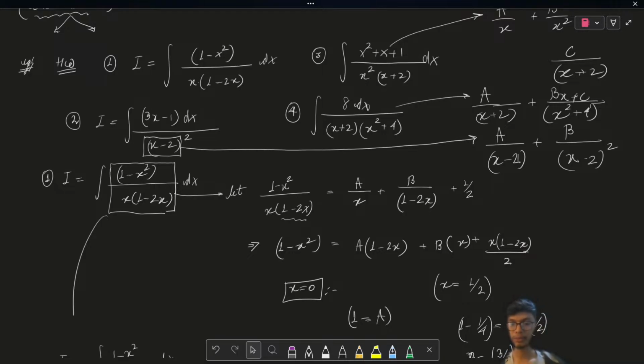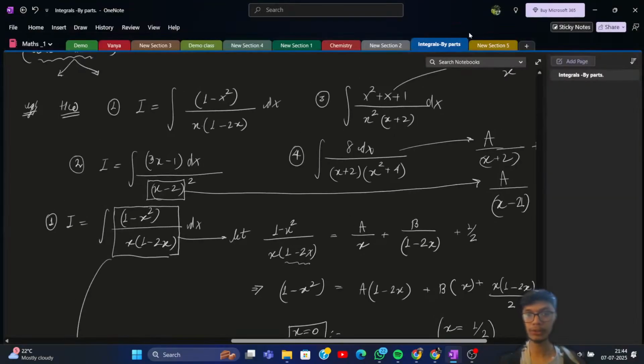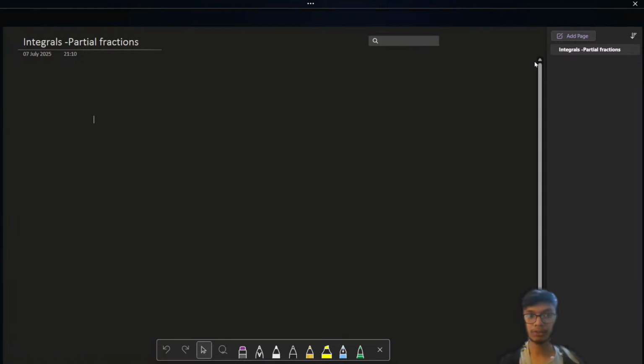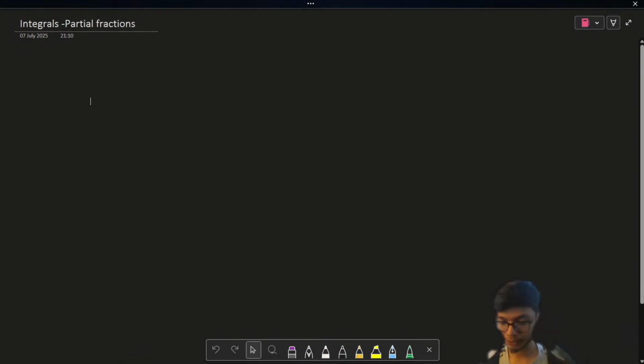Okay, I hope this is clear to all of you, right? Any questions, please let me know. So I'm expecting no questions, so let's go and learn about and solve some more questions on partial fraction, right? So today we are going to solve more questions on partial fraction, and we're also going to learn about some different techniques as well, right?